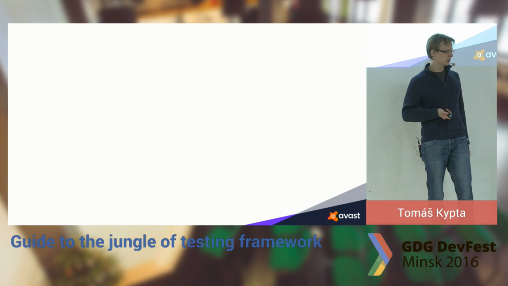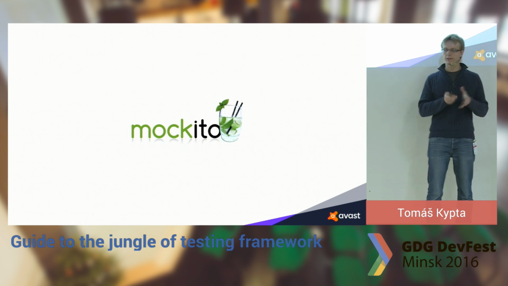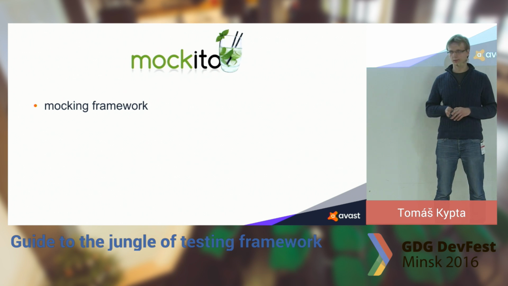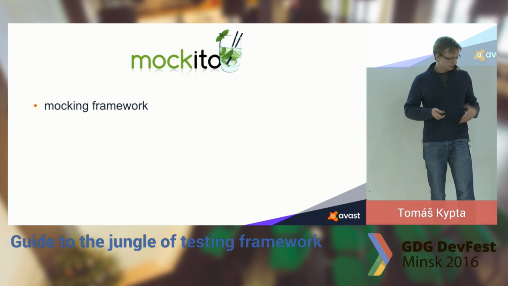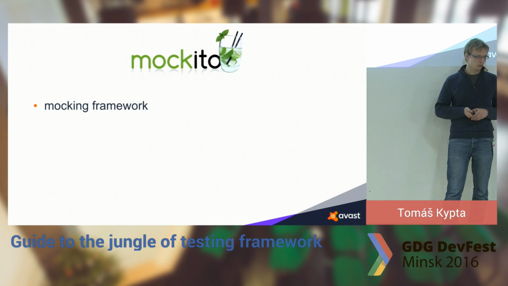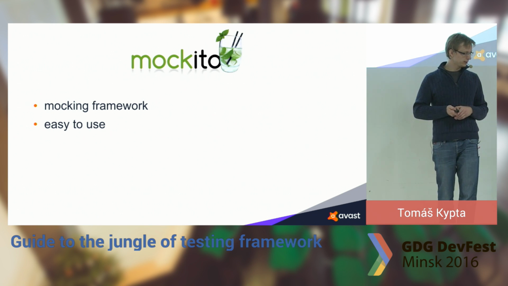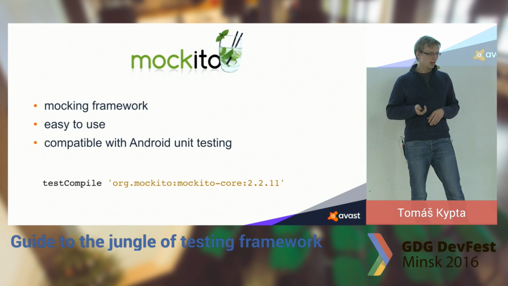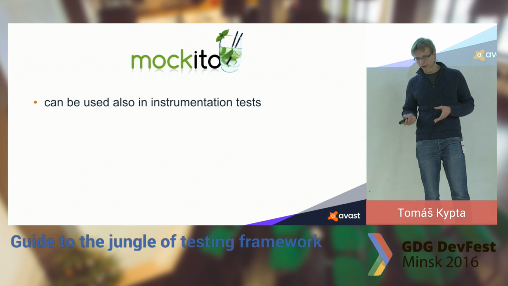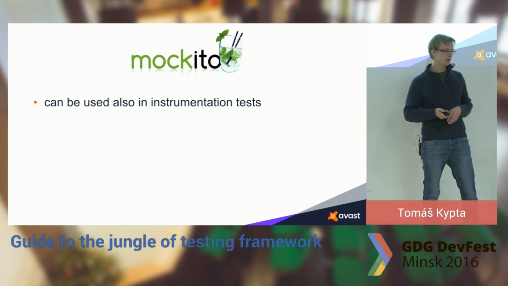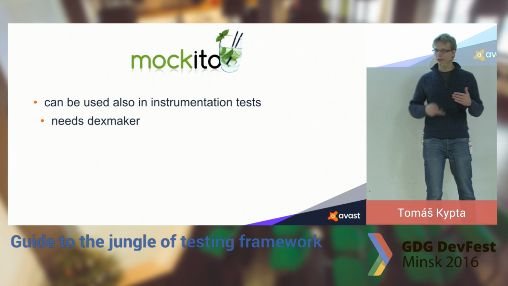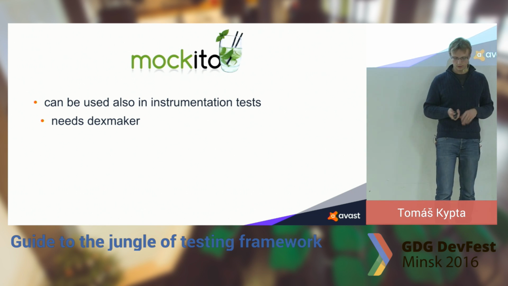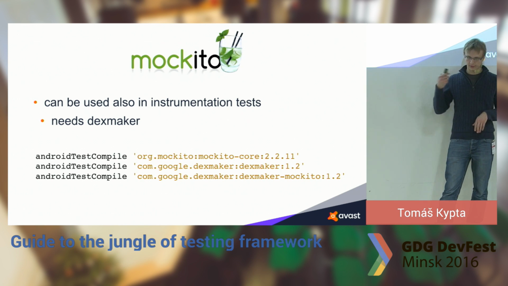So, you need to mock your code. And the best way to do it is to use Mockito. Mockito is a mocking framework. It's very popular. It's also recommended by Google, used a lot. Very easy to use, and it's completely compatible with Android unit testing. What's more, it's also compatible with instrumentation testing. You can use Mockito in your instrumentation test too, but you need to use DexMaker. That's because Mockito generates some classes, and for instrumentation tests, you need Dex. You can't use Java bytecode. So you need some extra effort.